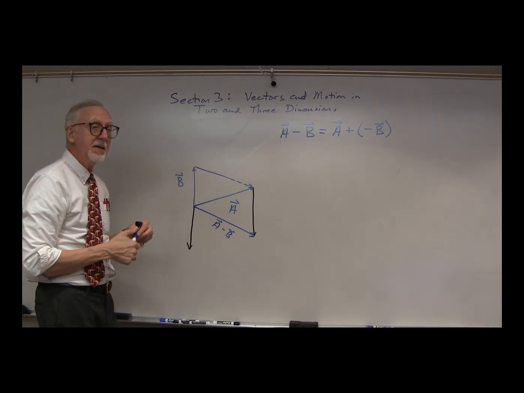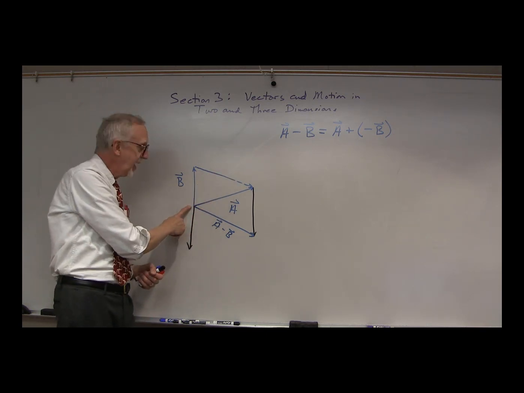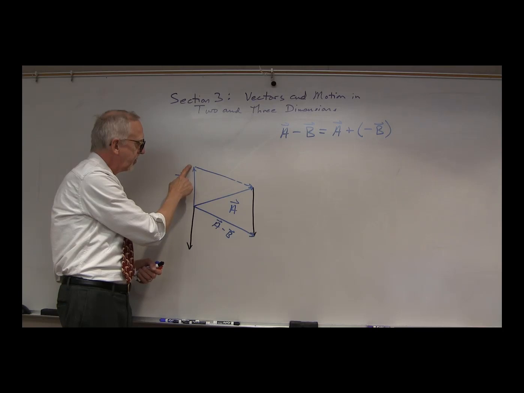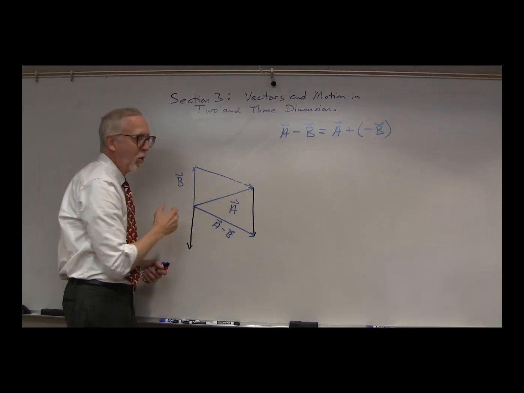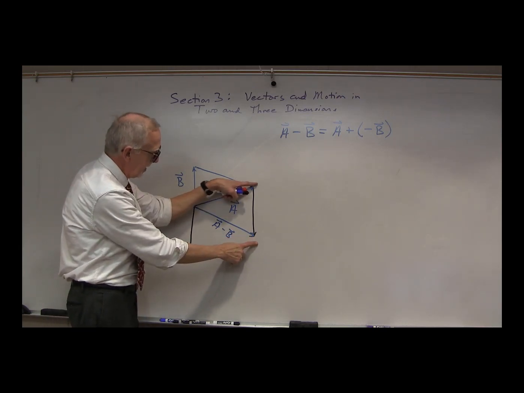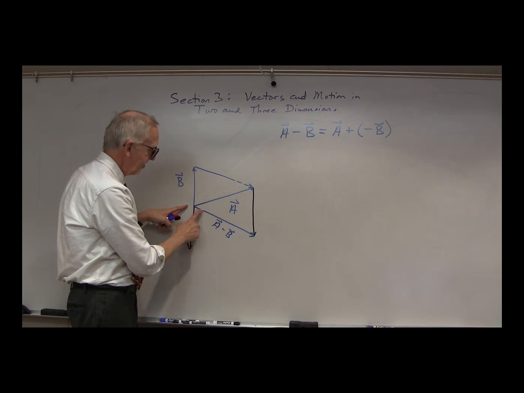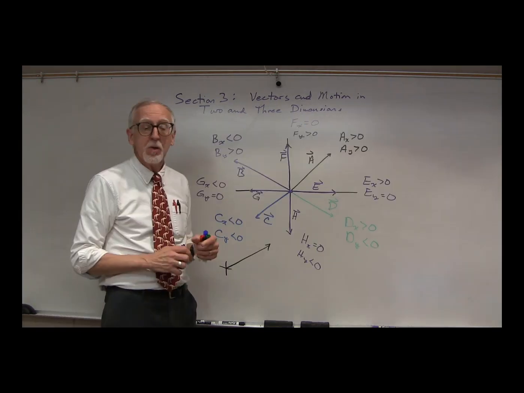So a minus b, if you put them tail to tail, would be a vector that goes from the tip of the second vector, the tip of b, to the tip of a. Or you could just think of it as finding negative b and then adding negative b to a and going from the tail of a to the tip of negative b. All right, very, very good.